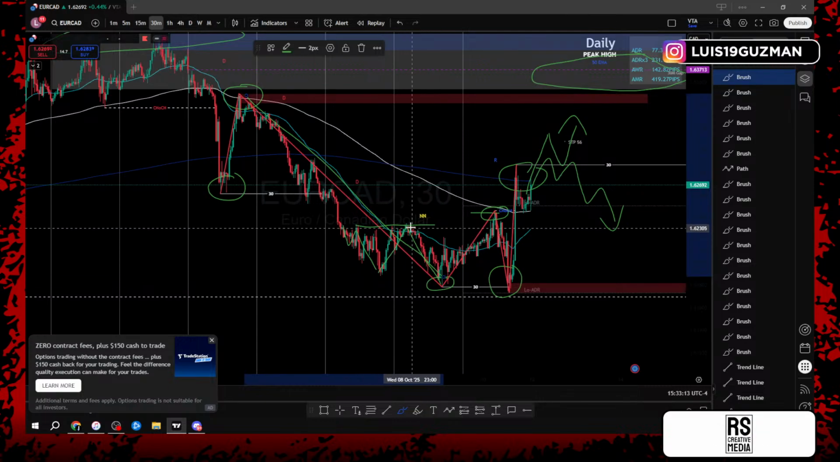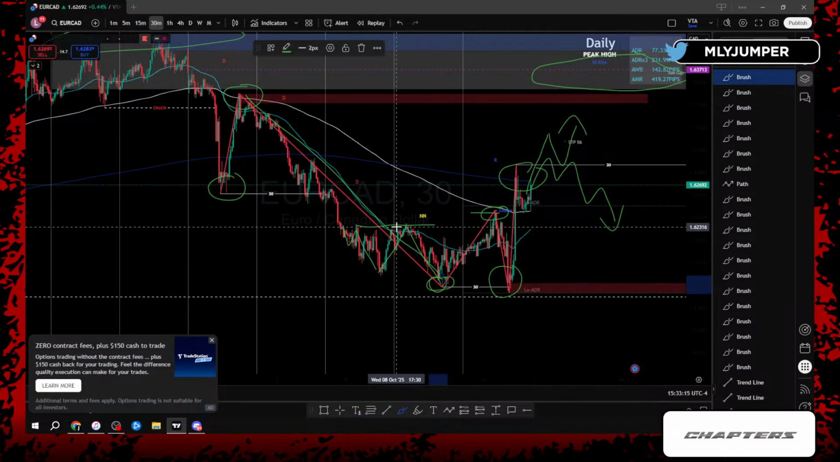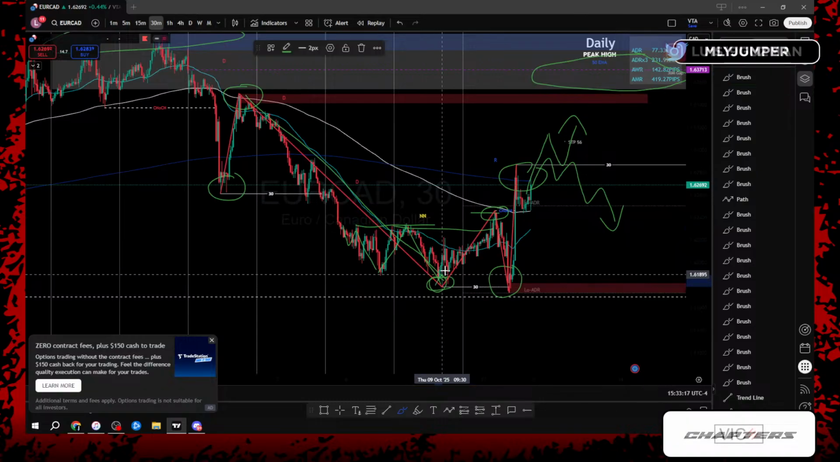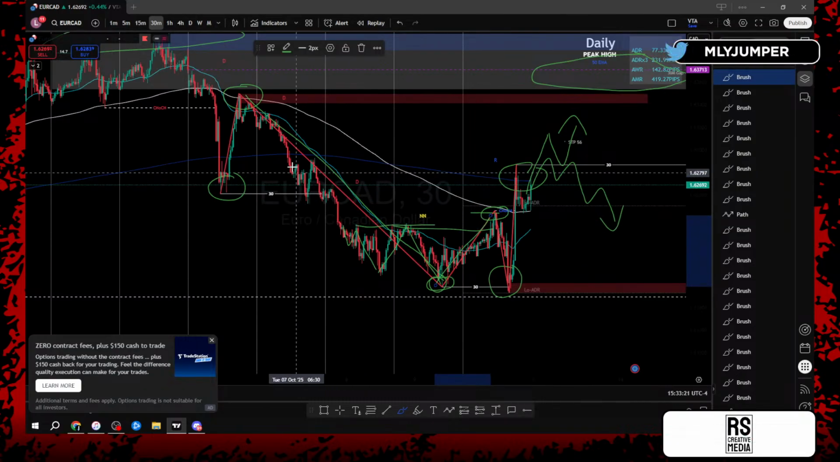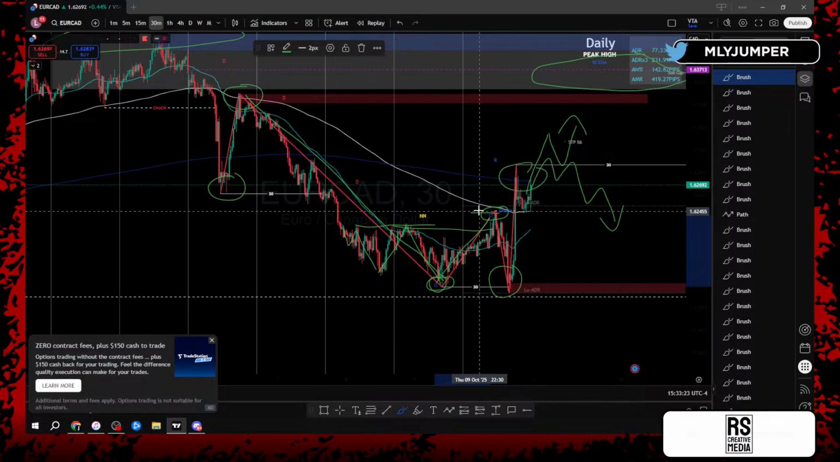Where did price start turning around? It went from lower low up to this lower high here. Right? This is where price stopped trending and it started just giving you a pullback.